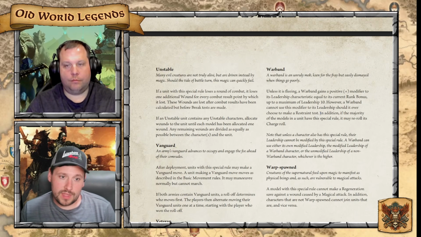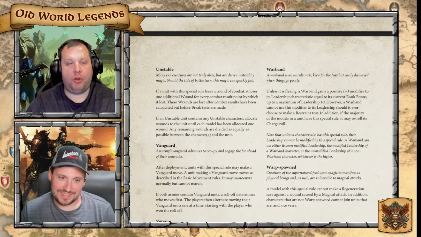Then the secondary effect, which I think is overwhelmingly good, honestly better than the first effect in many cases, is if the majority of the models in the unit have the Warband rule, you can reroll the charge rolls. That's great. I wish this was on something else, like Impetuous or something. Or maybe just have it be its own thing. It's so crazy that this is on Warband. Yeah, or again, to your point, maybe it could be applied to something else.